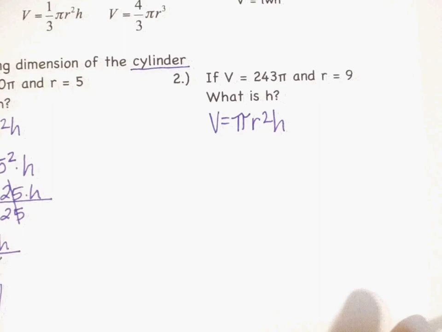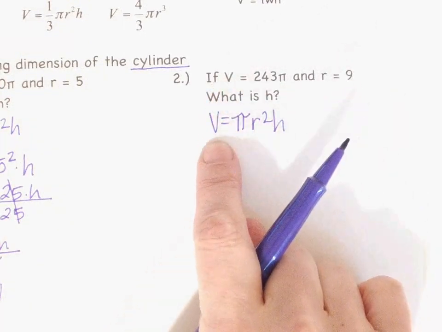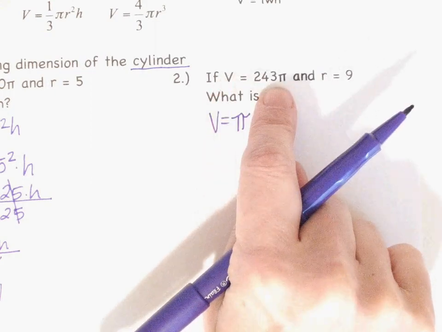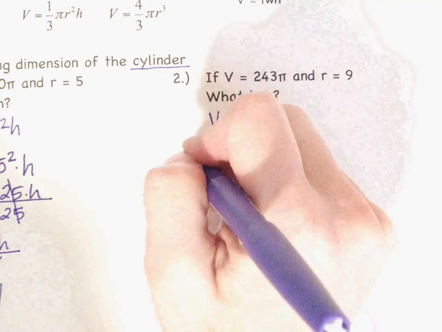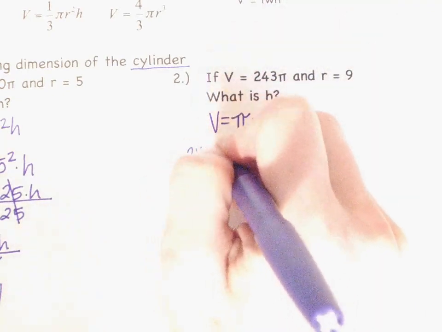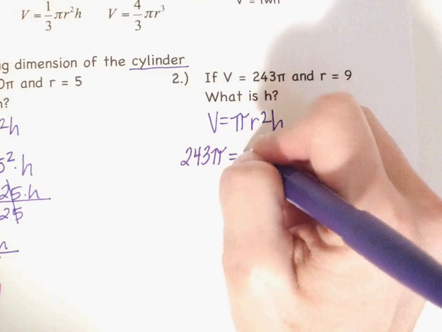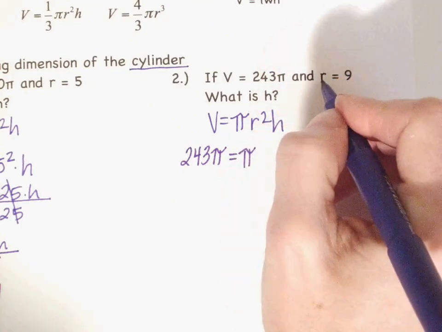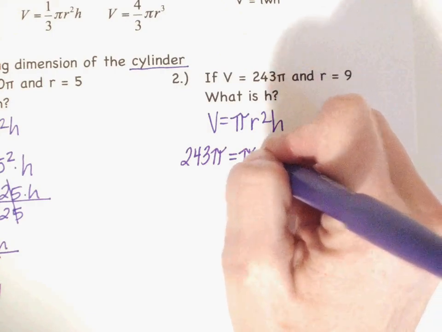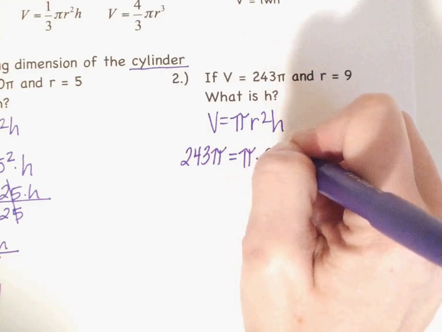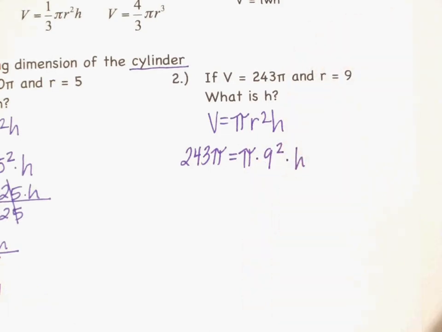So once I do that, I'm going to make my substitution. So instead of rewriting V, V is now equal to 243 pi. So I'm going to put that in its place. So I'm going to have 243 pi. And pi, again, we're going to recopy, drop down. It tells me what radius is. Radius is 9. So I'm going to go ahead and do times 9, 9 squared, and then h is my unknown, so I'm going to have times h.